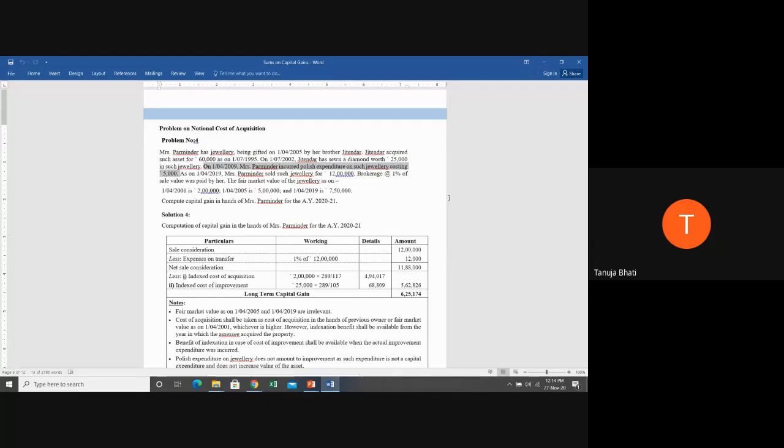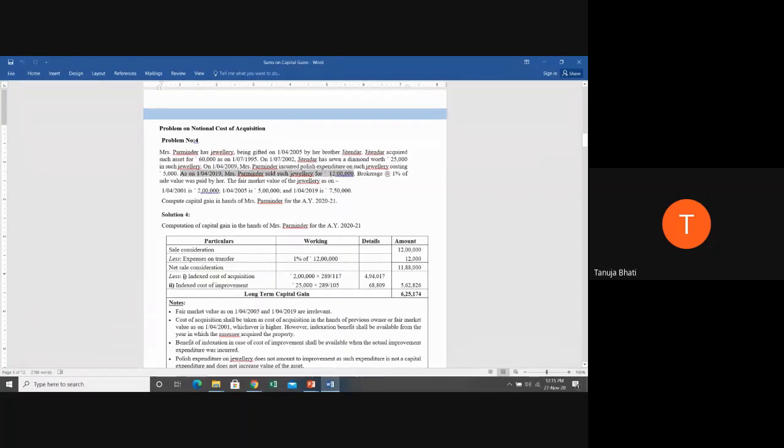What is cost of improvement? It has to be a capital expenditure where the value of that particular capital asset has to increase. Now, when Jitendra has put a diamond in the jewelry, obviously the value of that jewelry will increase. But if you're just polishing it, suppose the jewelry costs 50,000, will the value increase to 60,000 just because you polished it? Or will it remain the same? Polishing will not increase the value, ma'am. Correct. So this is just given to confuse you. Polishing will not increase the value of the capital asset, so it is not cost of improvement. This information has to be completely ignored. Everyone understood it? Okay.